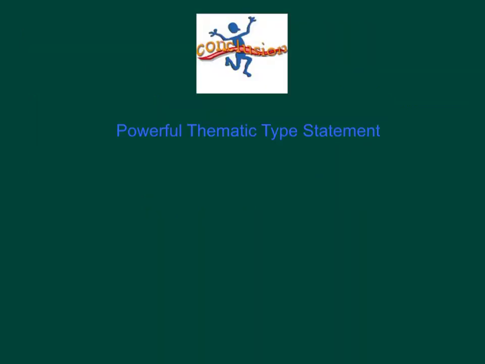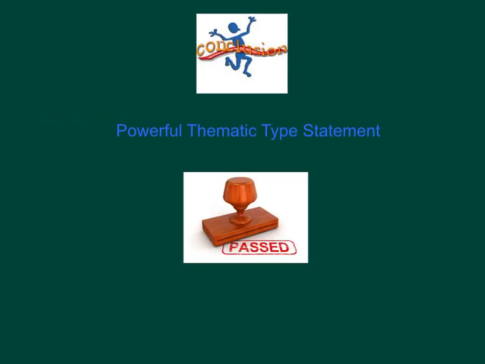And lastly, be sure you get in a really short little conclusion. Remember, wrap up your big idea. Don't just restate your thesis, but think about a powerful thematic type statement. What is the big meaning? So what are you saying? And then you're finished.